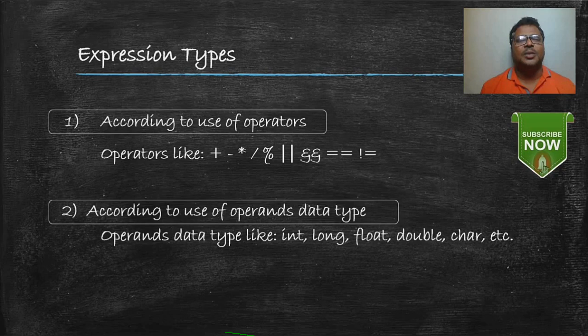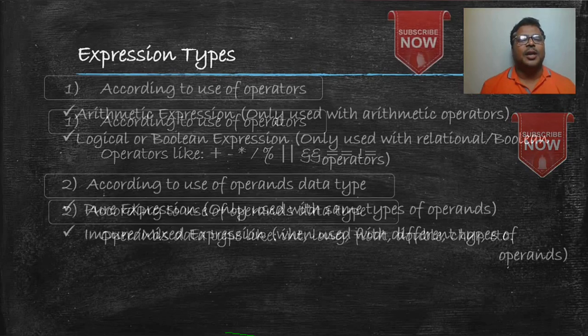We go for the next topic, expression types. We can categorize expression types according to the use of operators or the data type of operands. First, the use of operators: whichever type of operator you use, the expression is known by that type. If you use an arithmetical operator, it is known as an arithmetical expression. According to the data type of operands, if we use int, long, float, double, char, the expression is known by the type of data type used with the operands. Now understand one by one.